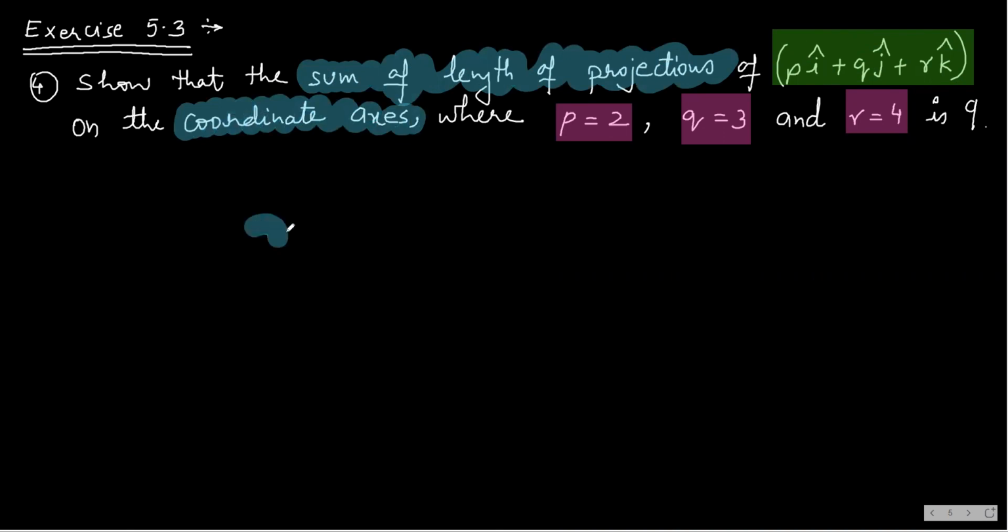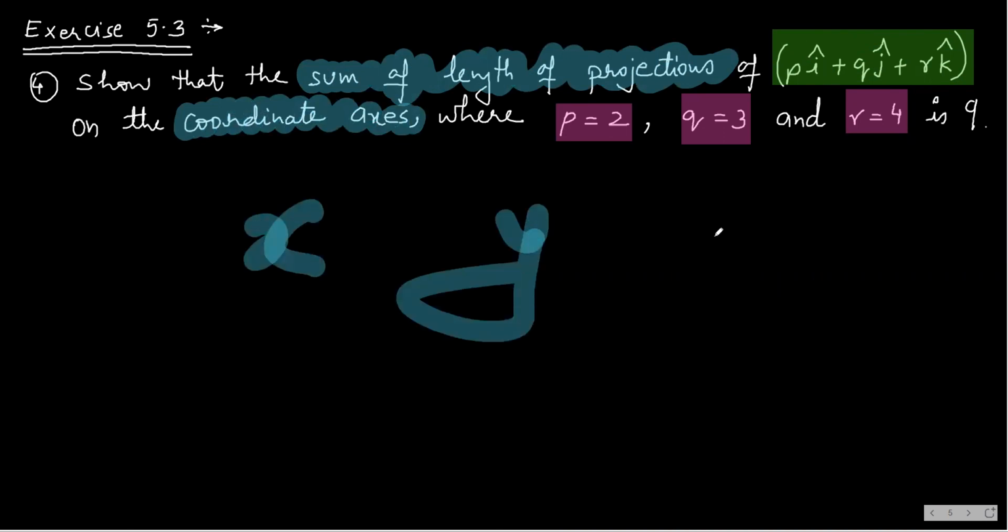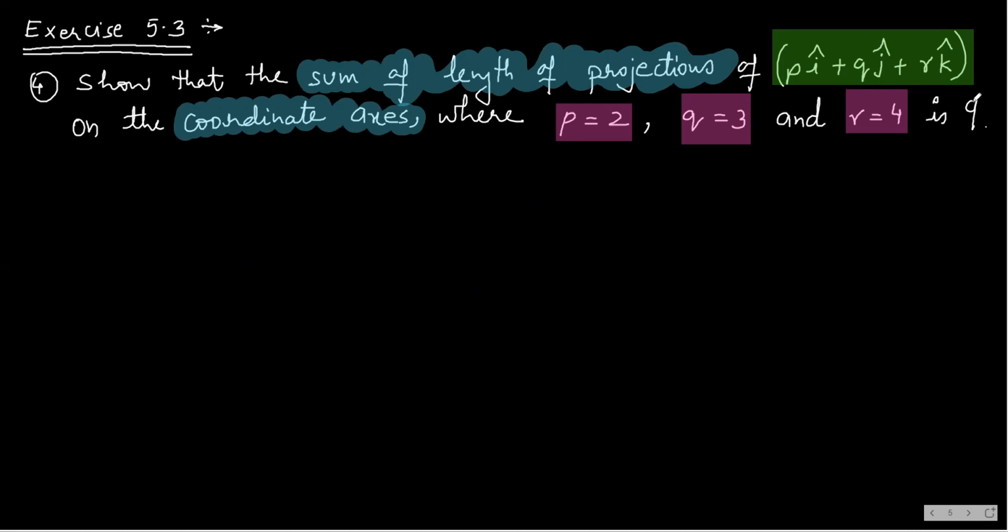Now you know what are the coordinate axes: x axis, y axis and z axis. We have to project this vector on coordinate axis, and they're saying we have to prove that sum of these projections will be equal to 9. We have to show that the sum of the projection of vector p i cap plus q j cap plus r k cap on the coordinate axis will be equal to 9, and we are given that p is 2, q is 3 and r is 4. So let us start with it.